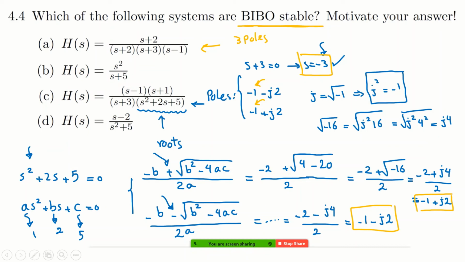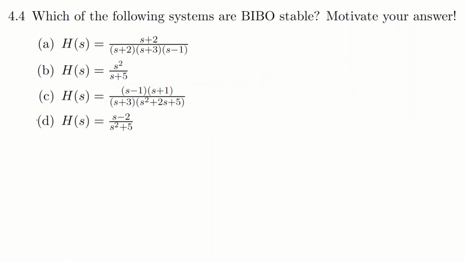So let me stop the video. Okay, part D. We want to find the poles of this transfer function. So take this polynomial s squared plus 5. I want to find the poles for this transfer function, so that means I want to find the roots of this polynomial.